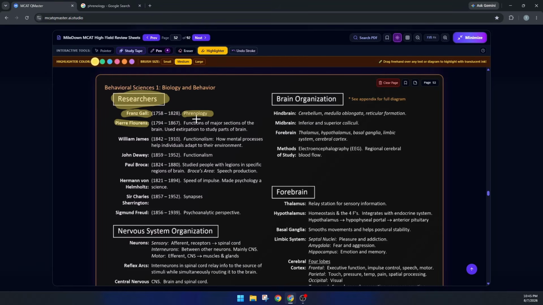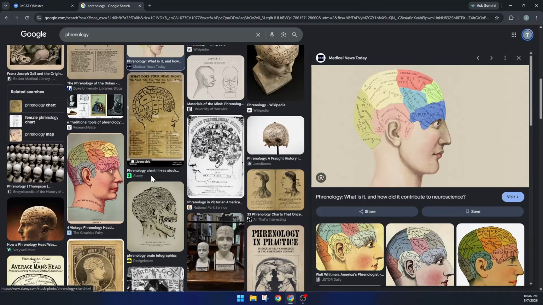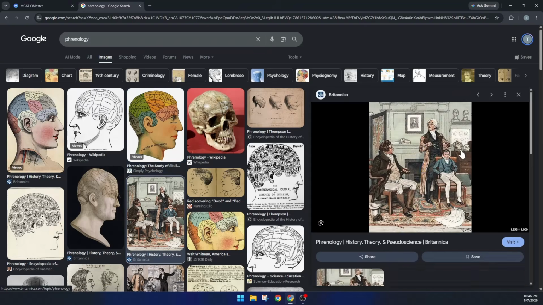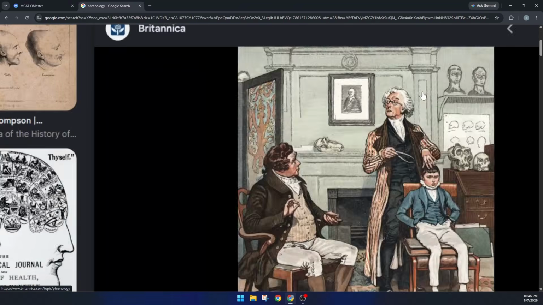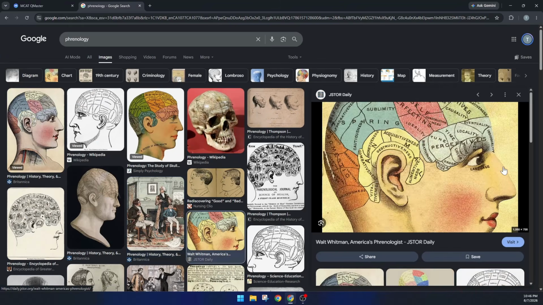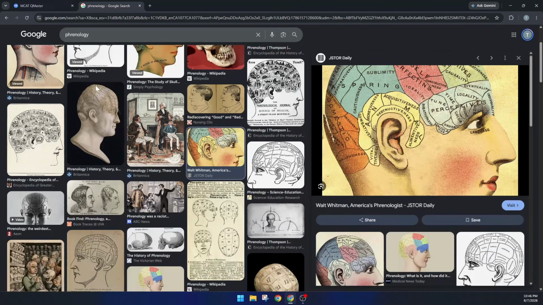Pierre Flourens is the next one. Flourens studied functions of major sections of the brain and used extirpation to study parts of the brain. Basically all these researchers are trying to find how different parts of the brain relate to function. So this is how Franz Gall did it. As you see in this photo, I'm not sure if this is Gall, but basically they would touch people's skulls, and if your skull was bigger in, let's say, this front part of your brain, they'd say that your functionalism in this part is really good, right? That's what they would associate. But nowadays it's not true or anything like that.